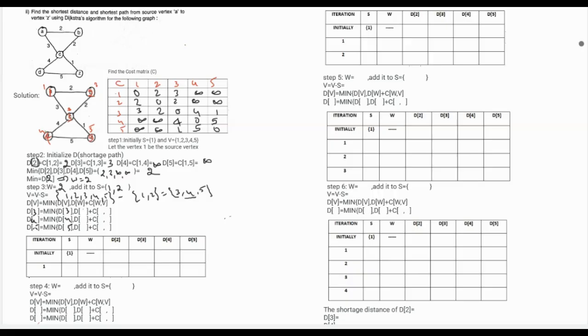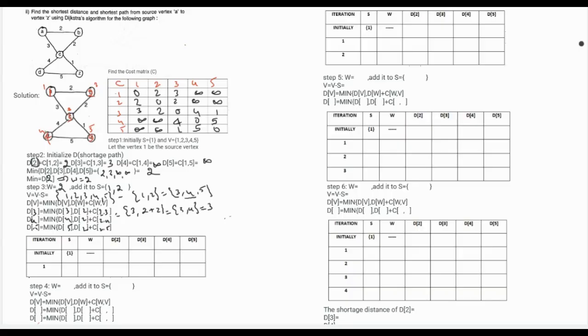We got W as 2, so it will be 2, 2, 2. V is 3, 4 and 5. Here for D3 we have already got the answer, D3 is 3. Then comma D2, which is 2, plus second row third column, which is 2, that will be 4. Between 3 and 4, the minimum will be 3.